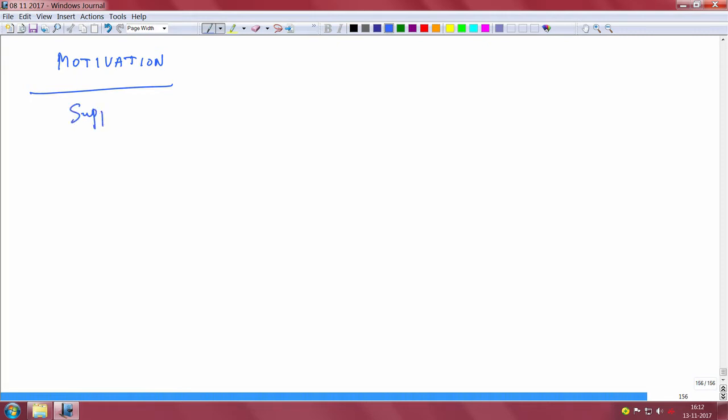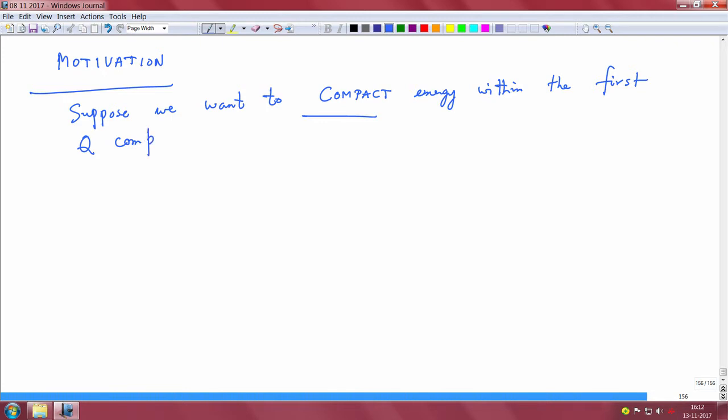Suppose we want to compact, this is very, very important, compact energy based on the first q components of Y. Can we construct a transformation that does this?